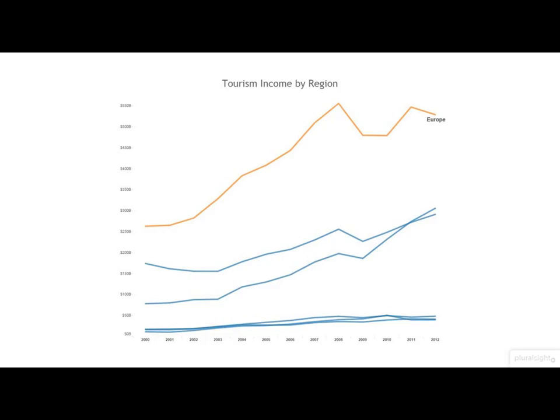Now notice I took out the axes on the left side because in the title of the chart I'm saying this is tourism income, so it can be assumed that when I have a number there like 400B, that it's 400 billion in tourism income by region. So easy enough, stripped all the way down, and the message just shines directly through.